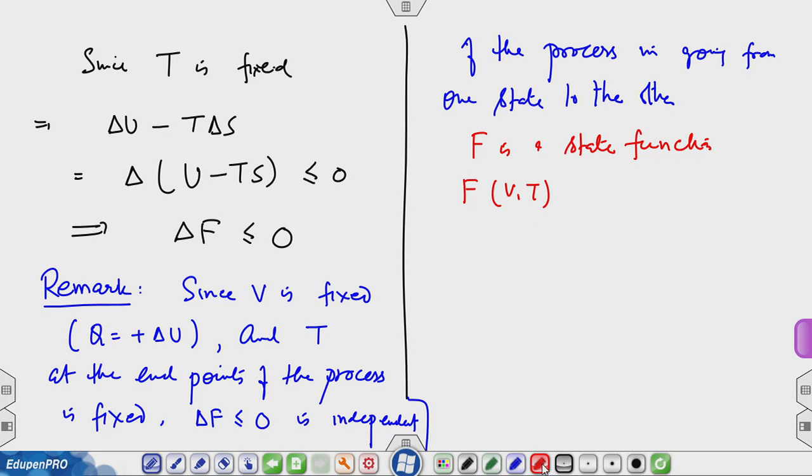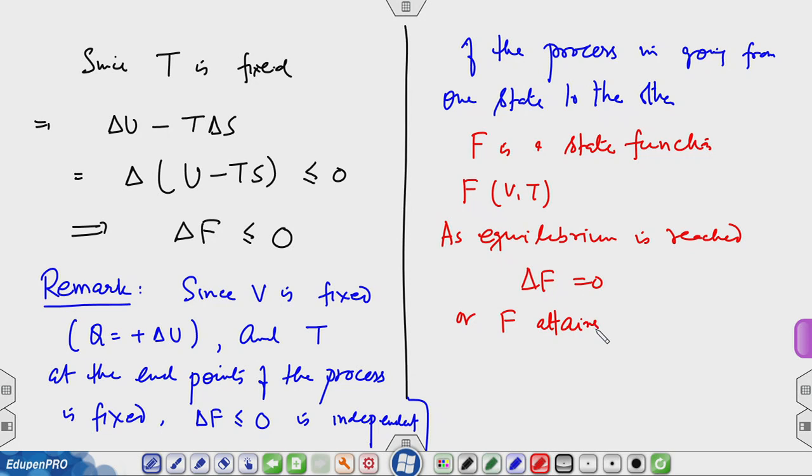Now, as equilibrium is reached, then the system does not change any longer and delta F will be 0, or F attains its minimum value.